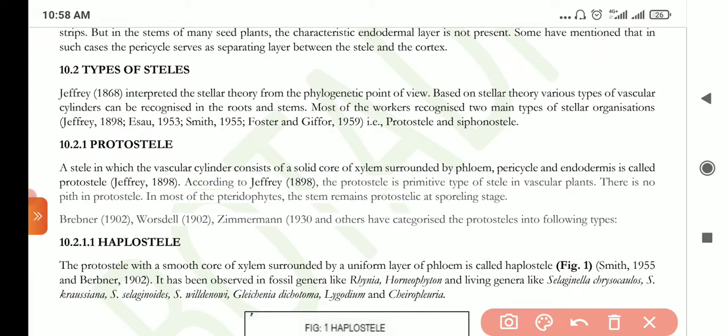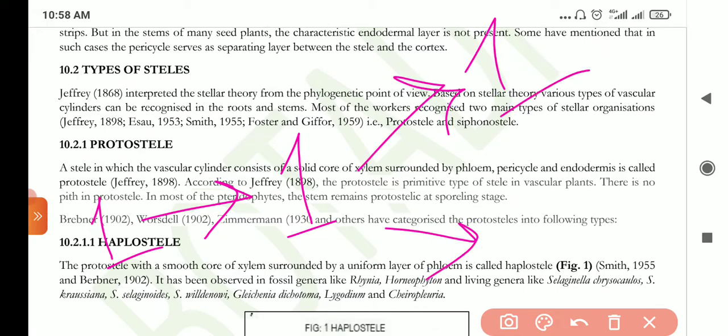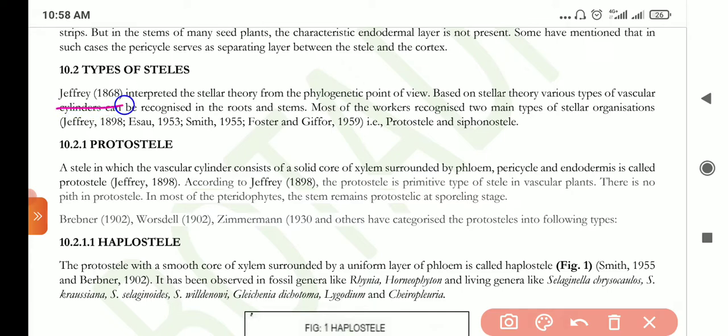So phylogeny means how we evolve, like we evolved from this primitive one and then we evolved into a more advanced one, then from here you got a Neanderthal, then down here you got an Australopithecus. So this is what Jeffrey is trying to explain to you. He's trying to explain how the stele evolved. So when you see this word that he interpreted the stele from the phylogenetic point of view, it means he's explaining to you how it evolved.